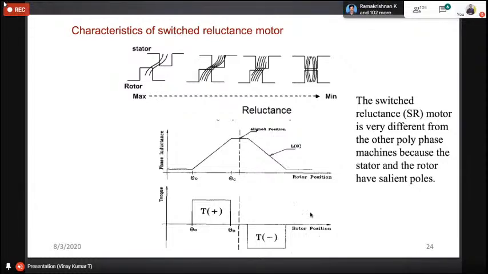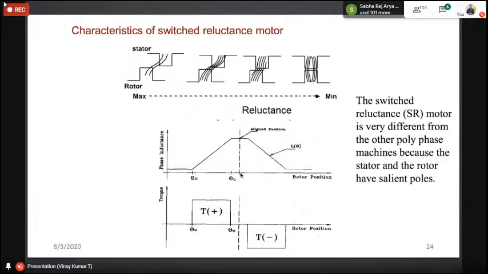The nature of the reluctance torque is that you will always get positive torque and negative torque based on the position of the rotor pole. By taking a position sensor, you need to identify the rotor pole position. By identifying the rotor pole position, we can decide whether stator poles are excited or unexcited, based on the mode of operation.